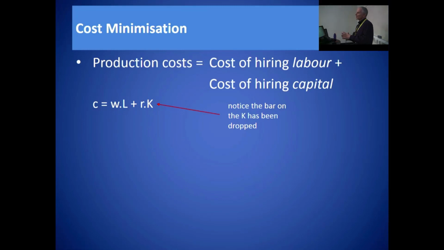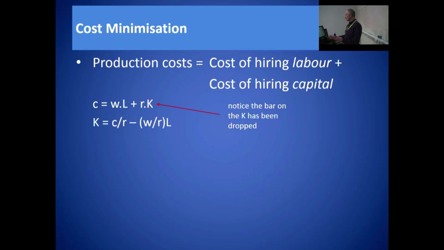Notice though, in comparison to what we saw previously, I've now dropped the bar on that K. We put the bar on the K previously to denote the fact in the short run the capital stock was fixed. The firm could increase, it couldn't decrease the amount of capital it employed. Now, what about the long run? That time period over which all factor inputs are variable. And so, I've dropped that bar over the K.